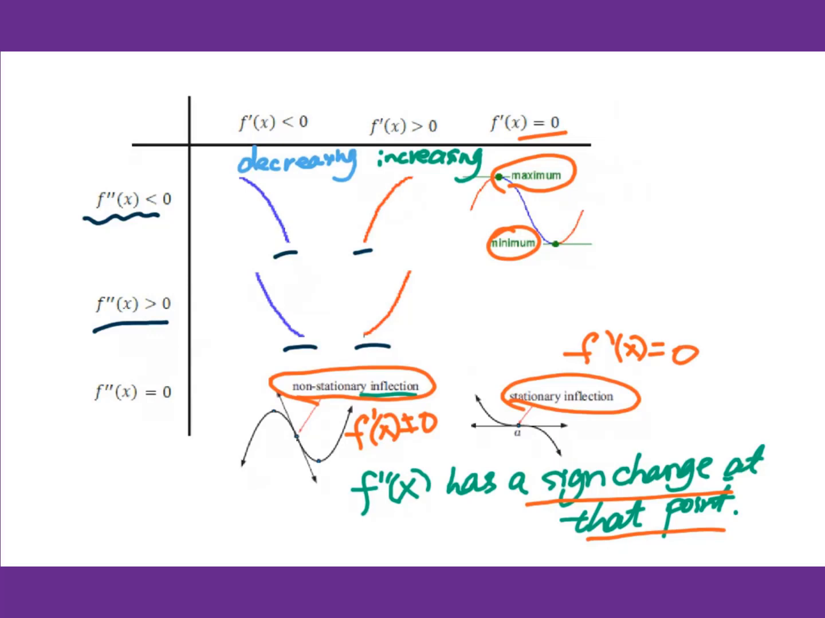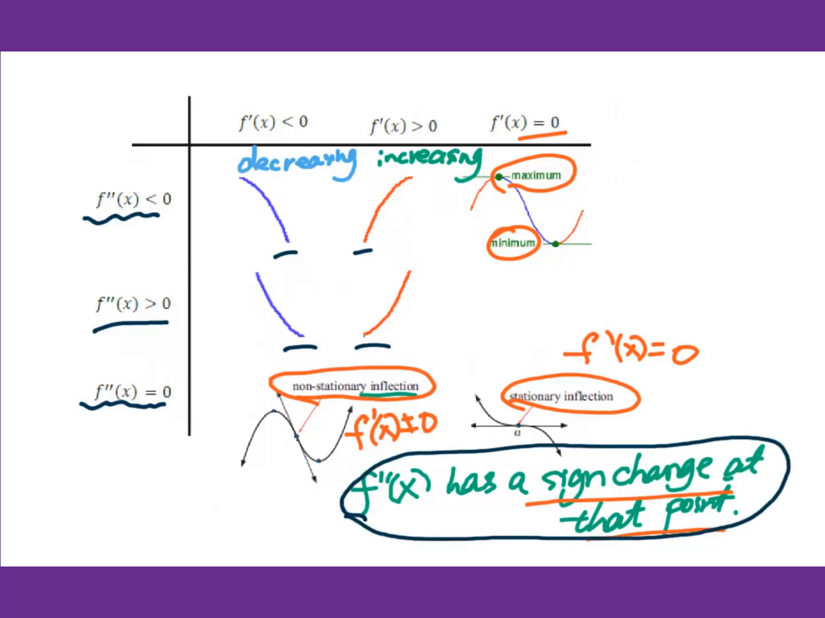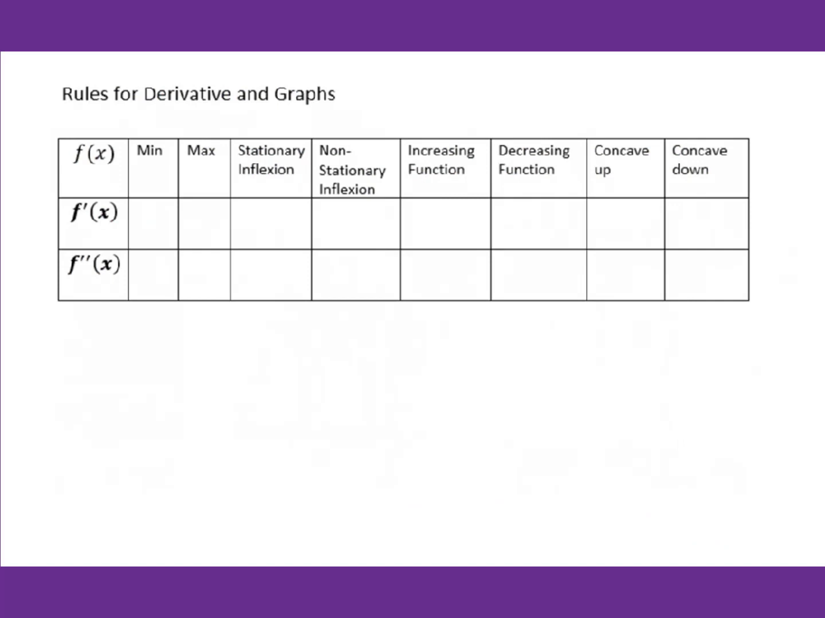So remember, the second derivative at x equal to 0 doesn't mean this point is an inflection point. You have to check the sign change. Now we use this table to make the concept more clear.